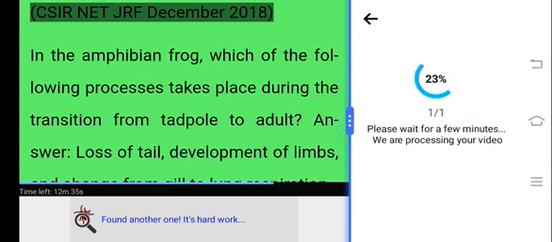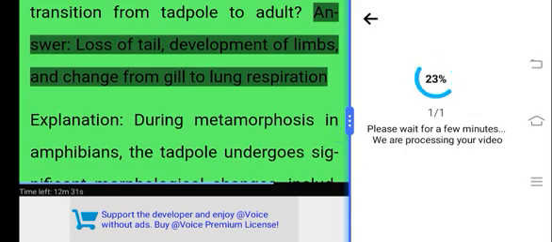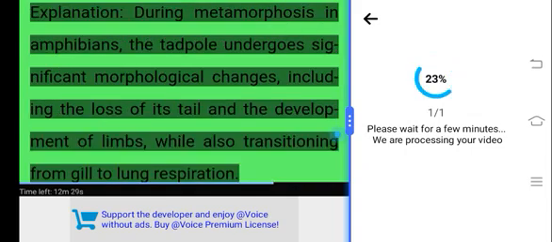CSIR Net JRF December 2018. In the amphibian frog, which of the following processes takes place during the transition from tadpole to adult? Answer: loss of tail, development of limbs, and change from gill to lung respiration. Explanation: during metamorphosis in amphibians, the tadpole undergoes significant morphological changes, including the loss of its tail and the development of limbs, while also transitioning from gill to lung respiration.